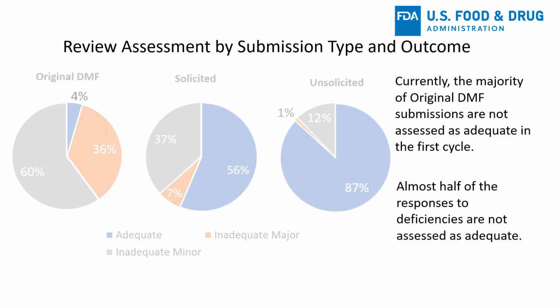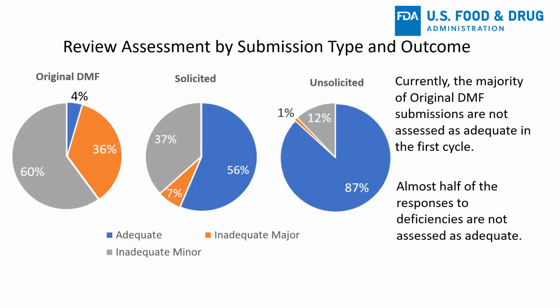You'll notice that for original DMFs, the vast majority are not found adequate in the first review cycle. So these automatically create a second review cycle to review the response to the inadequacies that we sent you. You'll notice for soliciteds, we only approve about half of those. So this says that we've sent a deficiency to you, you've sent a response back, and we still don't find the response adequate. You'll notice for unsolicited amendments, the vast majority of those, almost 90%, are actually adequate.